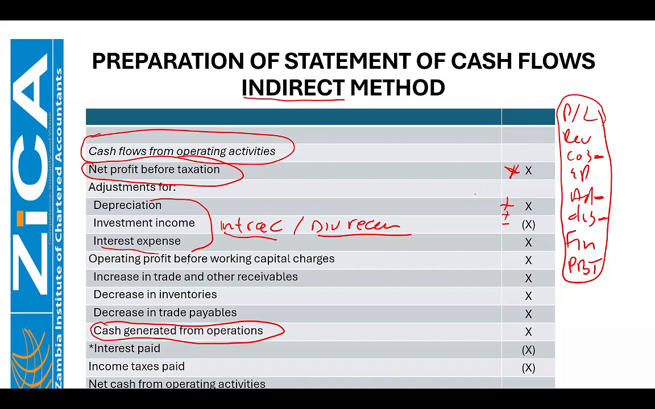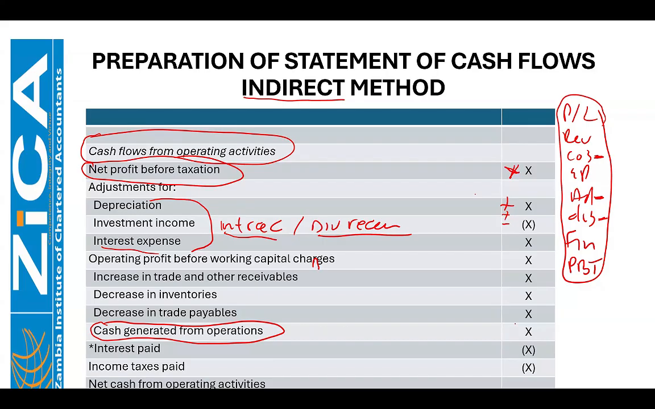So after these are reversed, you have operating profit before working capital changes. Then bring on board increase in receivables or decrease, then increase in inventory or decrease, then decrease or increase in payables, which are also representative of cash flows from operations. Then you are at your cash generated from operations.